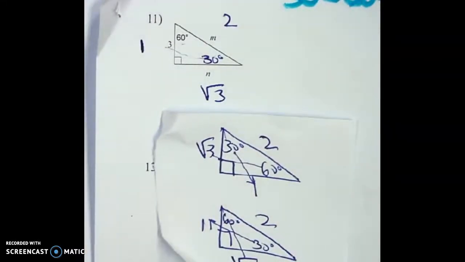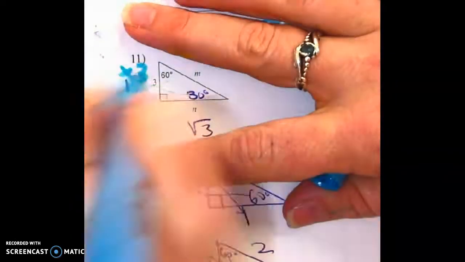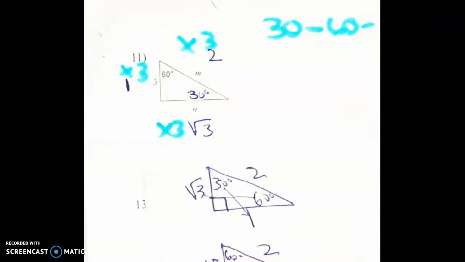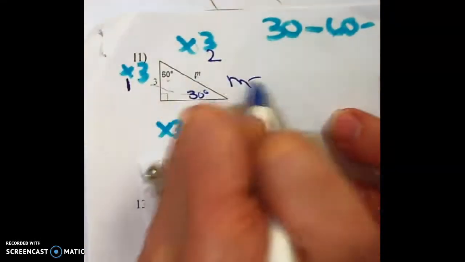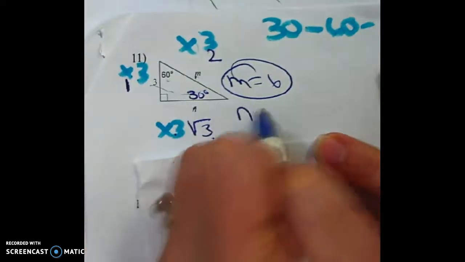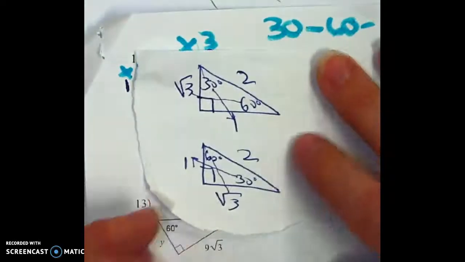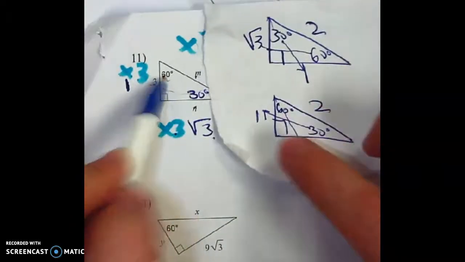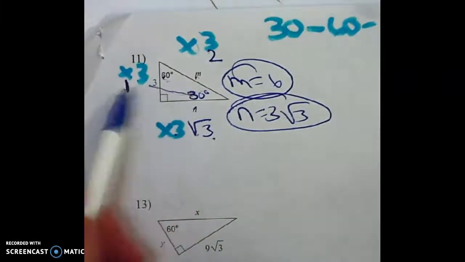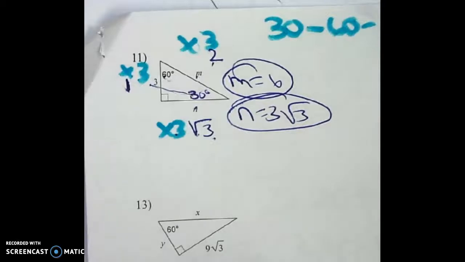Okay? And now I do the same ratio game that I did before. 1 times 3 is 3. So that means this is also times 3, and this is also times 3. So this means m equals 6, and 3 times rad 3 is 3 rad 3. Okay? If you want to memorize that when the 60 is on top, it goes 1 rad 3, 2, great. But I would prefer whatever's across from the 30 is the 1. Whatever the long side is, hypotenuse, is a 2, and the other side's rad 3.